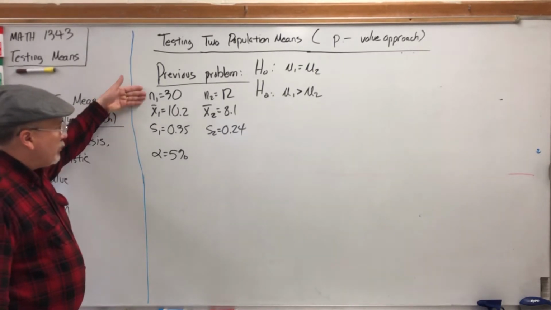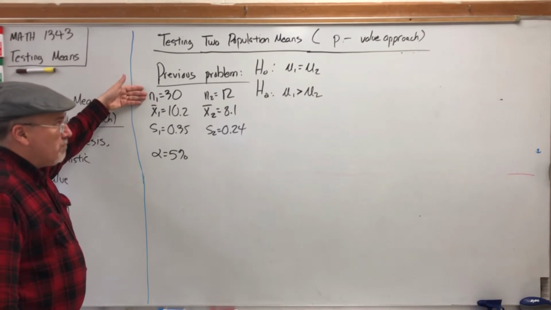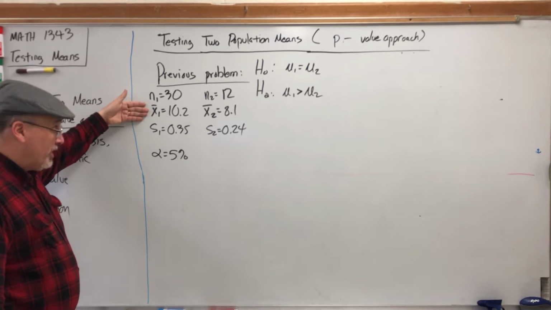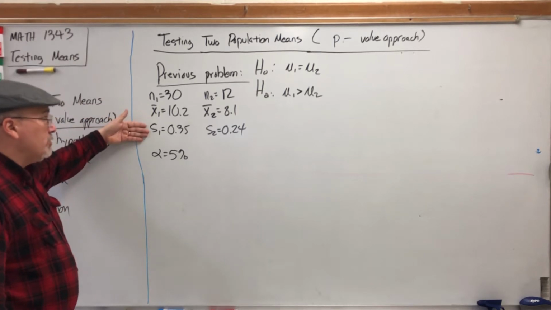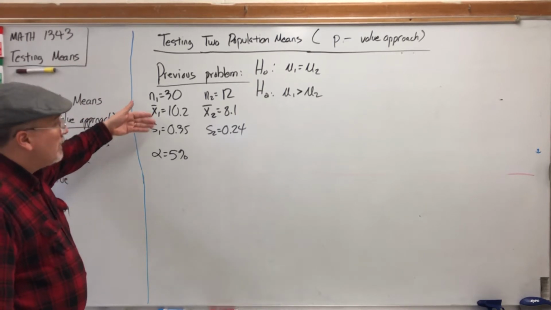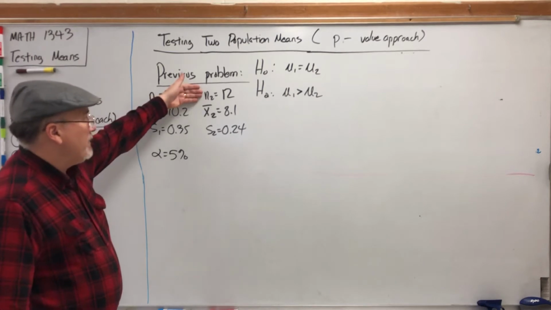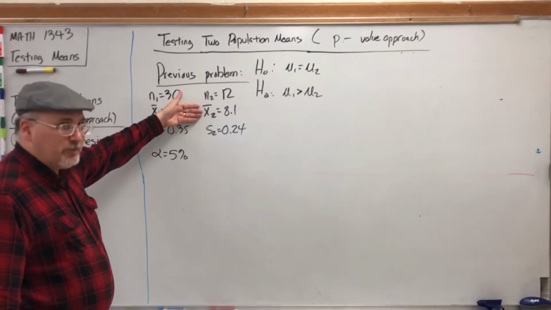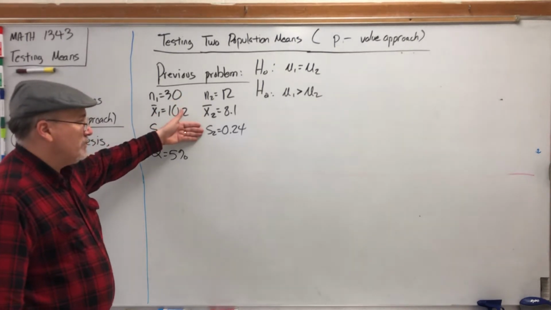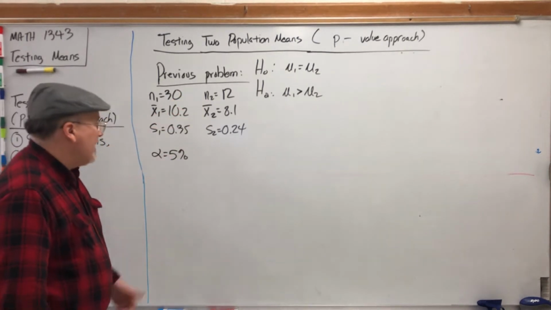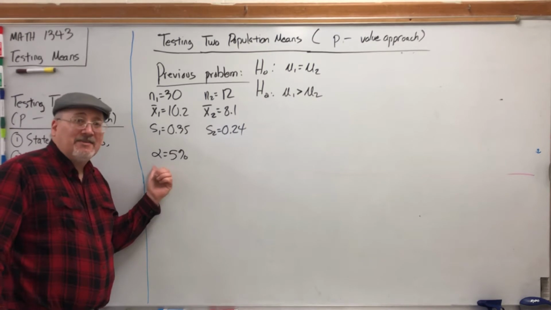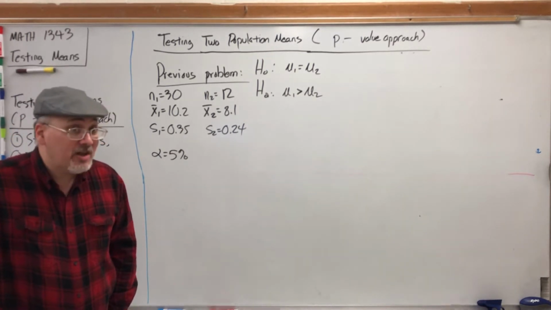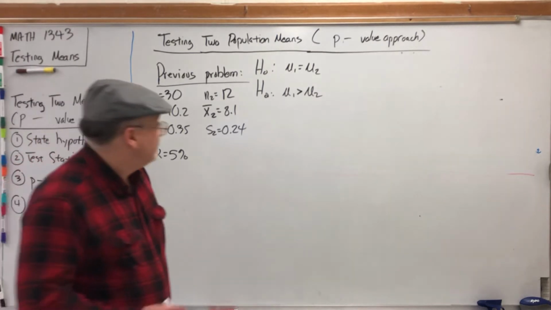In our 30 acres of unpolluted land, the mean yield was 10.2 tons per acre with a standard deviation of 0.35 tons per acre. But in our sample of 12 acres of polluted land, the mean yield was 8.1 tons per acre with a standard deviation of 0.24 tons per acre. And I did explicitly say that the significance level was 5%. But again, if you're not given a significance level, you assume it's 5%.